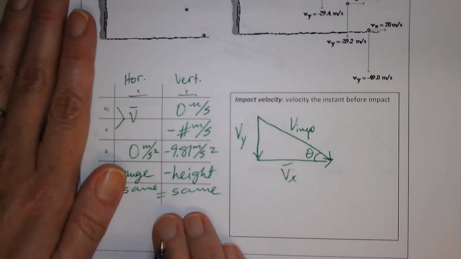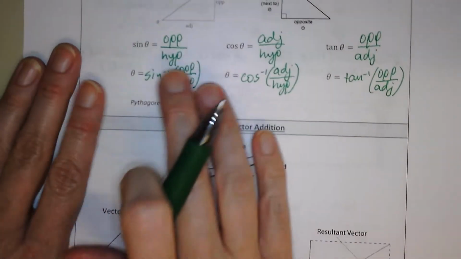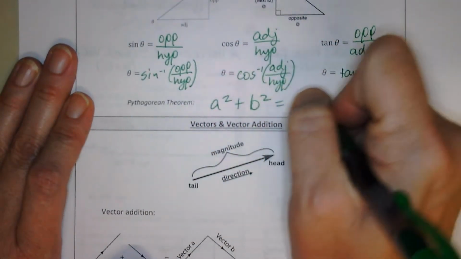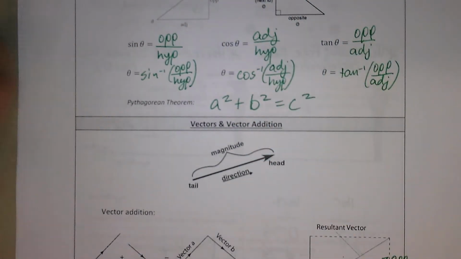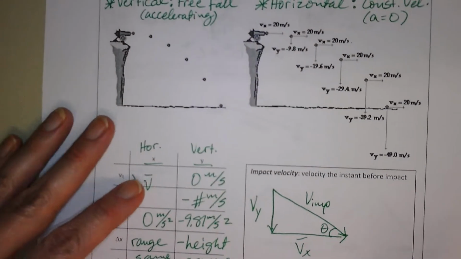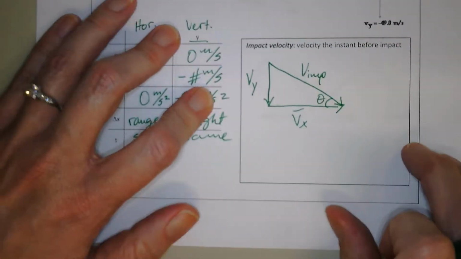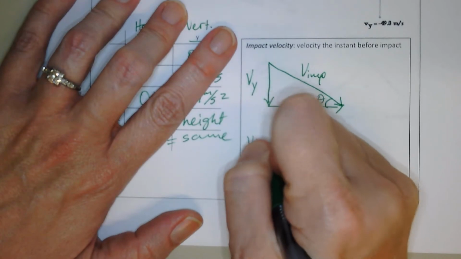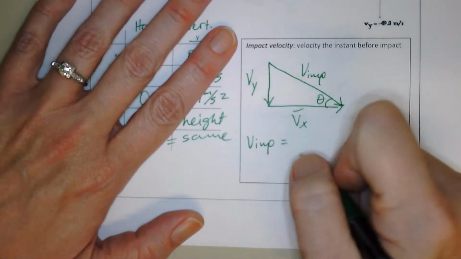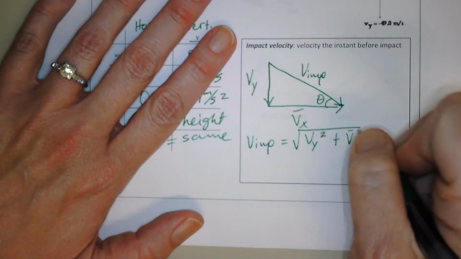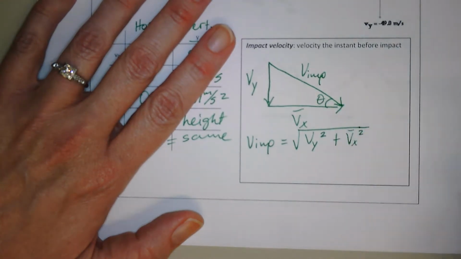So I may have forgotten Pythagorean theorem on here, didn't I? I'm so silly. You remember Pythagorean theorem: a squared plus b squared equals c squared. That's all it is. Now, when you want to apply that here, that can be your A, that can be your B, that's your C. So for your impact velocity, that's relatively easy. Your V impact is just the square root of V final in the Y squared plus the V average in the X squared. That's it.